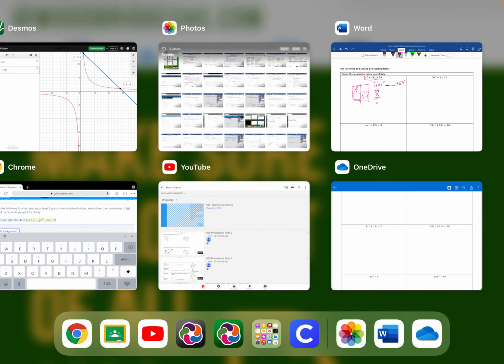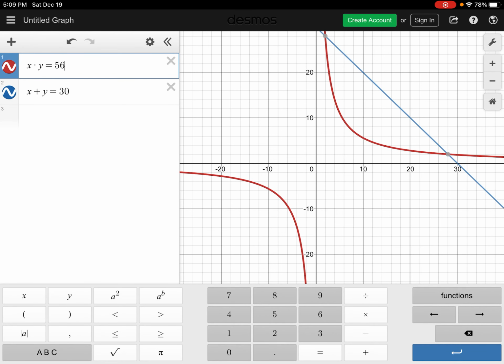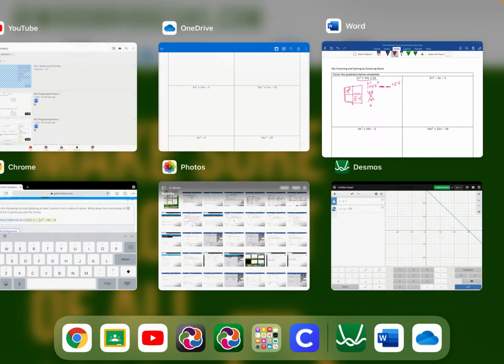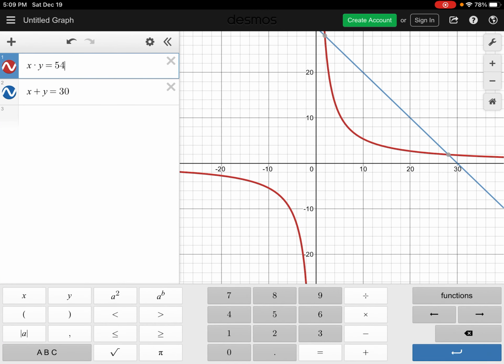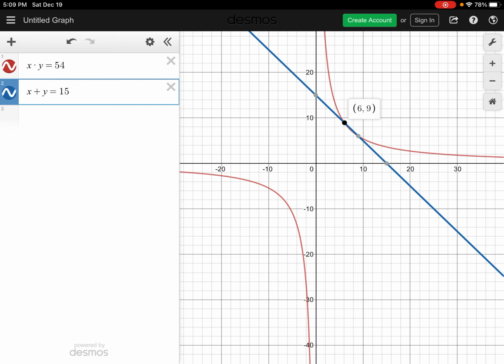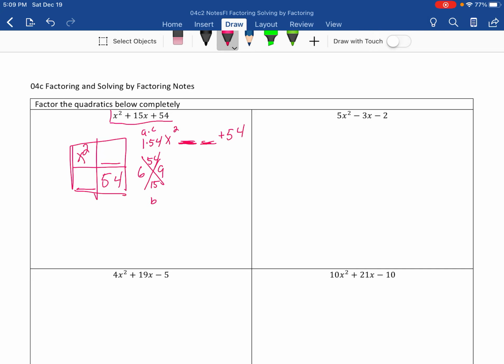I said you could very easily do this using Desmos last class. So you write x times y is equal to the product, in this case 54, and then you graph x plus y equals 15. You look at where those 2 graphs intersect, and that's going to be 6 and 9. So I know that this is 6x and this is 9x.